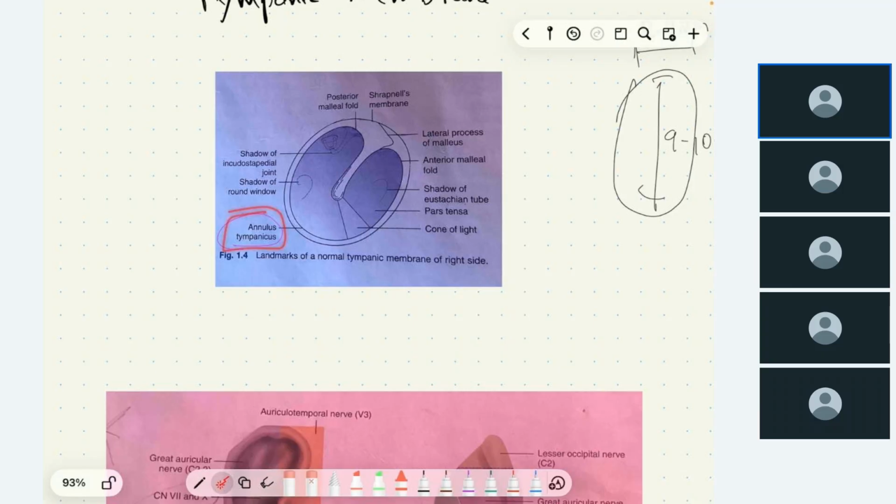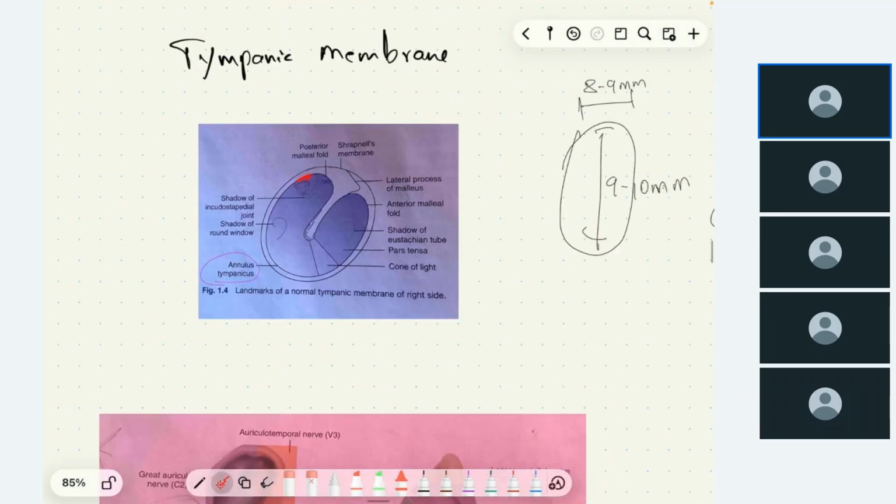The central part of pars tensa is tented inwards at the level of tip of malleus. This is called umbo. And also you can see the bright radiating cone of light in the antero-inferior quadrant of tympanic membrane. So now we discussed pars tensa, the fibrocartilaginous thickening called annulus tympanicus, the central bulge inwards called umbo, and in the antero-inferior quadrant we see the cone of light.